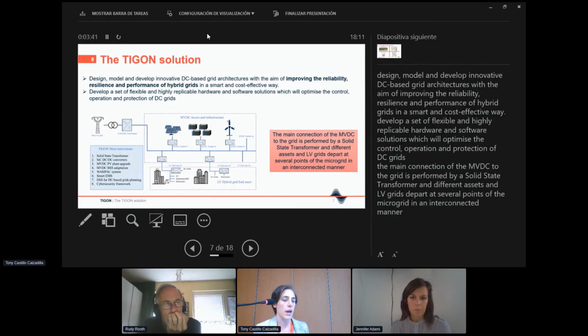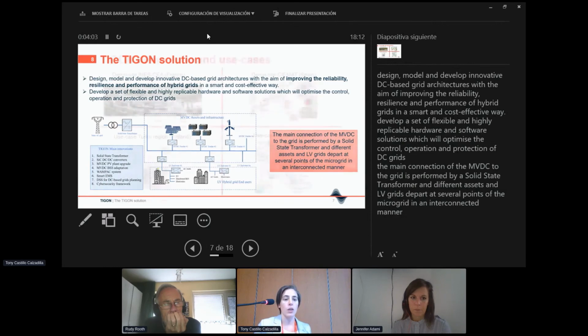grids. And one of the main hardware components that will connect the medium voltage DC grid to the grids is the solid state transformer, which is actually one of the most important parts of the project from a hardware point of view.